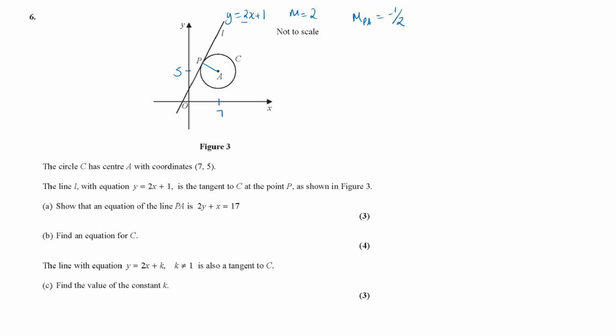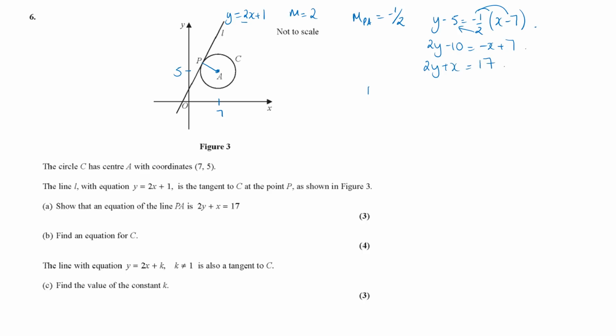Now we know the line that we're after is going to go through 7, 5. So all we need to do is y minus y1, which is 5, is equal to m, which is -1/2, into x minus 7. Now I would multiply by 2: 2y minus 10. Take that -1 in, is minus x plus 7. Then just rearrange. 2y plus x is equal to 17, so we've done it.